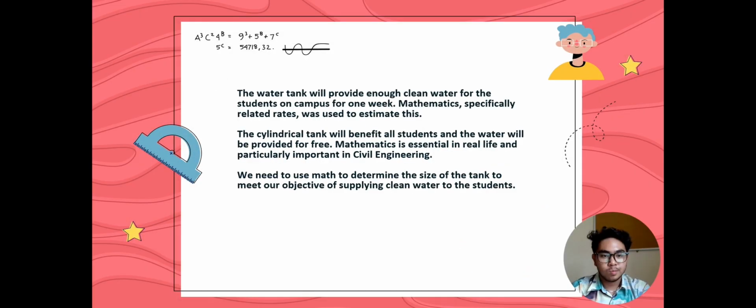Conclusion: the water tank will provide enough clean water for students on campus for 1 week. Mathematics, specifically related rates, was used to estimate this. The cylindrical tank will benefit all students, and the water will be provided for free. Mathematics is essential in real life and particularly important in civil engineering. We need to use maths to determine the size of the tank to meet our objective of supplying clean water to the students.